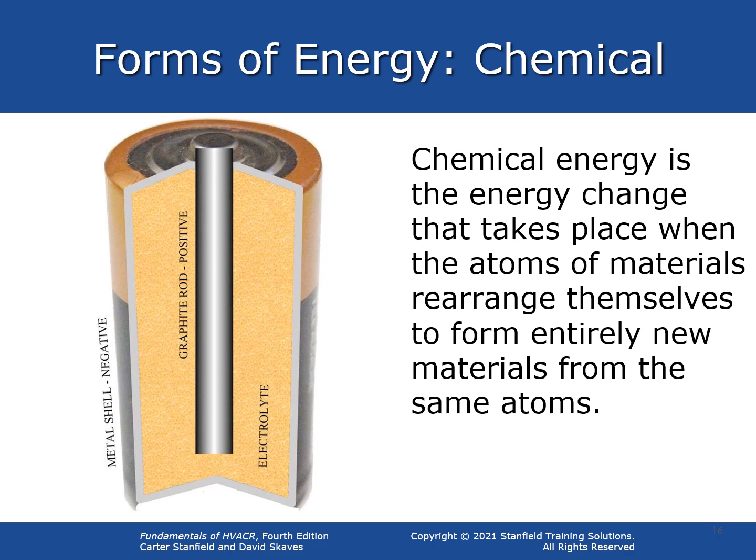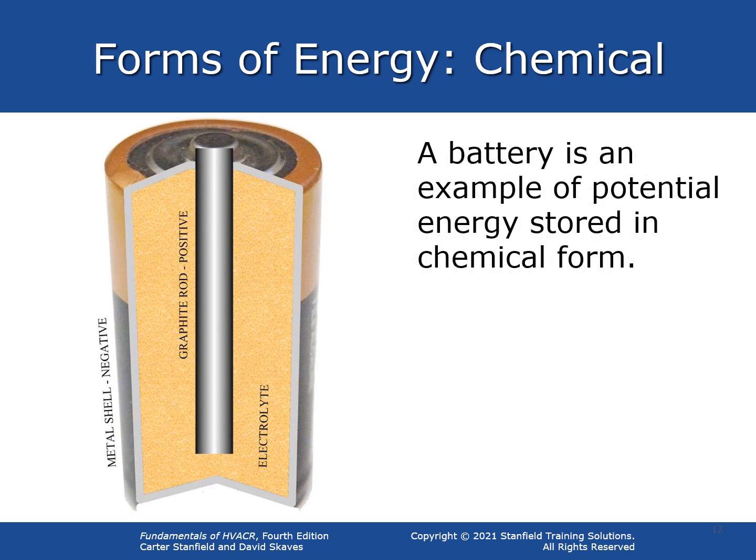Chemical energy is the energy change that takes place when the atoms of materials rearrange themselves to form entirely new materials from the same atoms. Batteries are an example of chemical energy. A chemical change in the materials of the battery creates electrical potential. Batteries are an example of electrical potential energy.